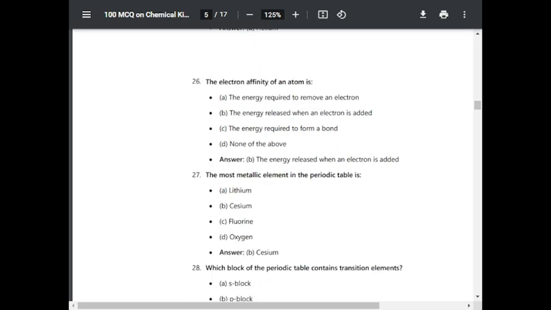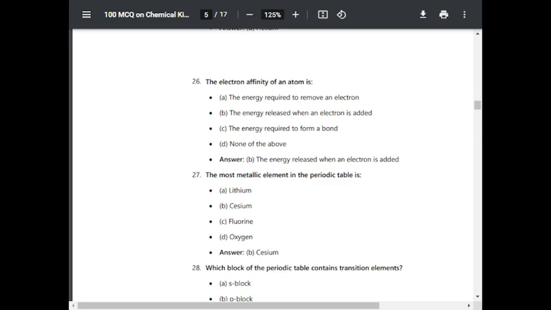Question number 26. The electron affinity of an atom is, option A energy required to remove an electron, option B energy released when an electron is added, option C energy required to form a bond, option D none of the above. The correct answer is energy released when an electron is added. The electron affinity of an atom is the energy released when an electron is added.